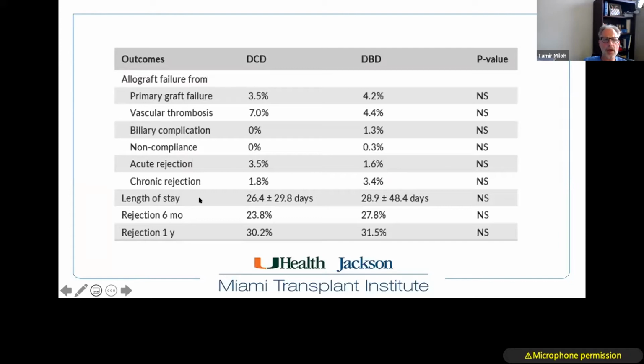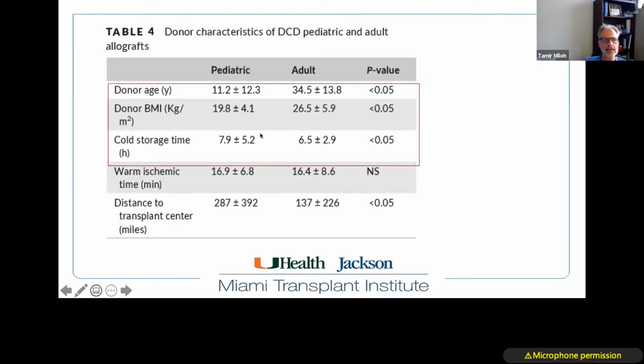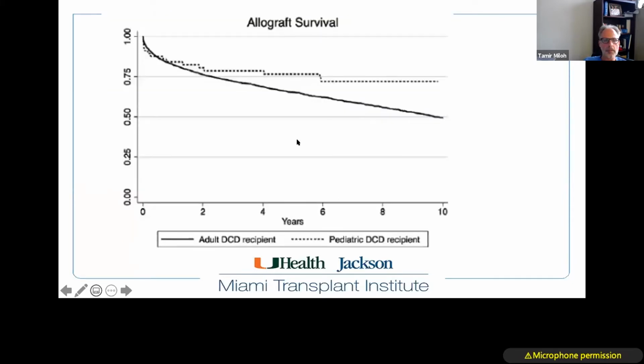If you compare the biliary complications or vascular complications, specifically in pediatrics, you don't see a significant difference between DCDs and DBDs. And if you look at the donor characteristics between pediatric and adult recipients, naturally in pediatric, the donor age was lower and the BMI was lower, and the cold ischemia time was a little bit lower in the adult patients.